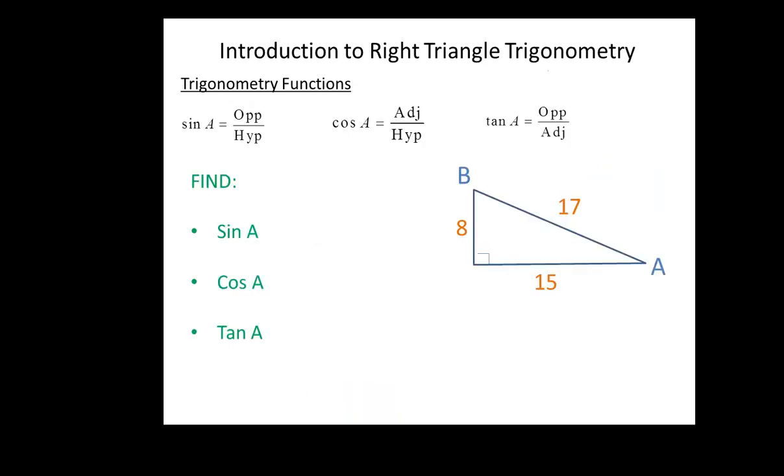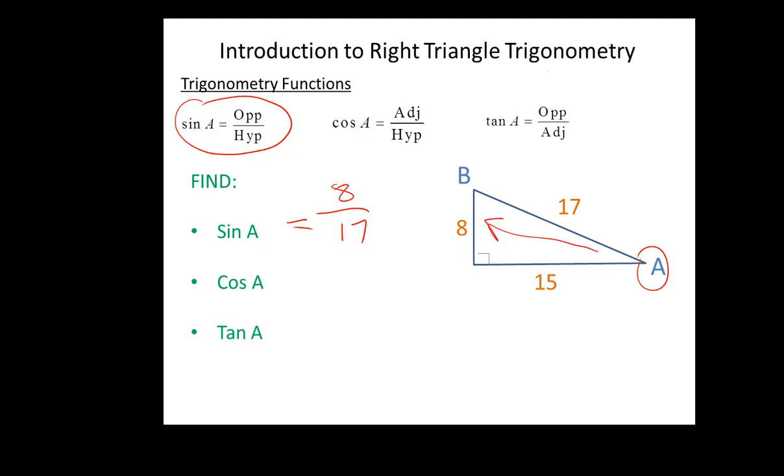So let's try this one. We want the sine of A, so I'm interested in opposite over hypotenuse. Here's A, so I'm looking for the side which is opposite angle A, and that would be 8 divided by the hypotenuse, which is 17, and that's the answer to the sine of angle A.